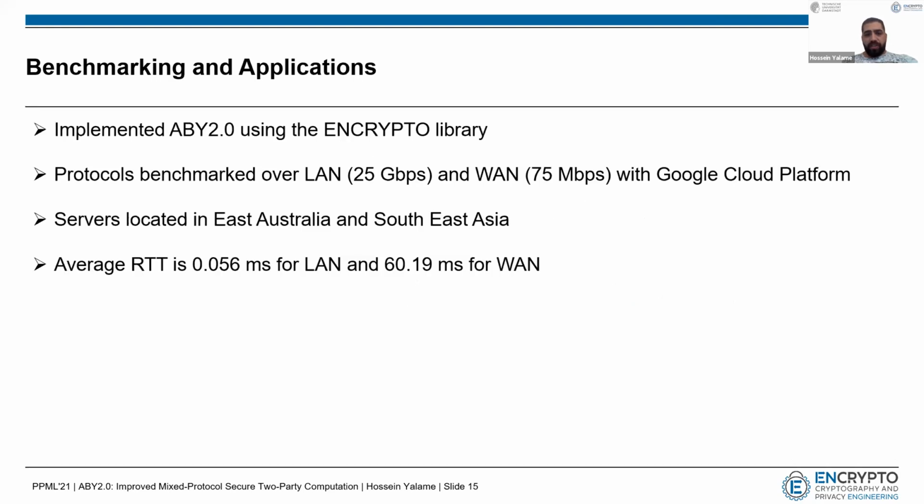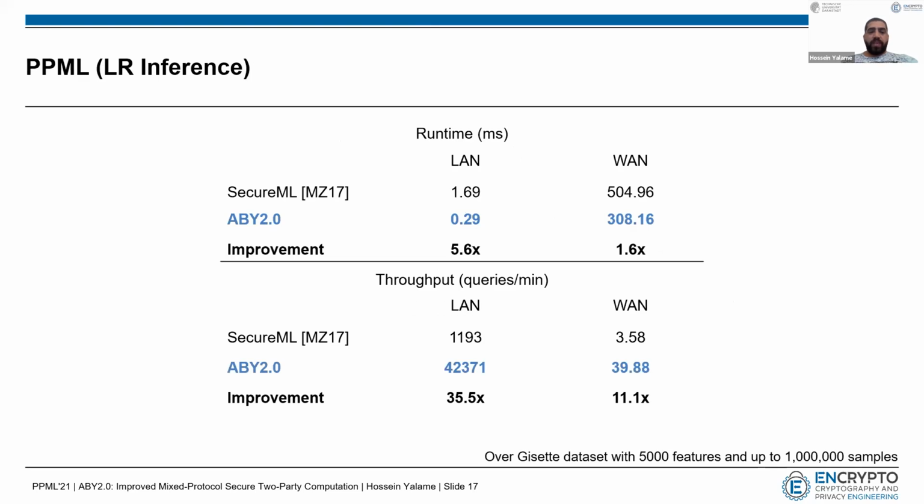Talking about our benchmarking and applications, we implement ABY2 using the ENCRYPTO library, and we benchmark over LAN and WAN with Google Cloud Platform, and here we can see the PPML results. For linear regression inference, the runtime of ABY2 is about 6 times better than SecureML in the LAN setting and 2 times in the WAN setting. Also, our throughput is about 35 times better than SecureML in LAN and 11 times better in WAN.